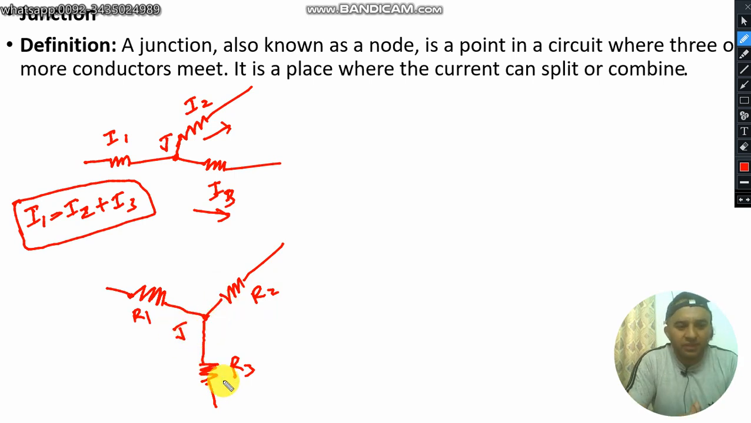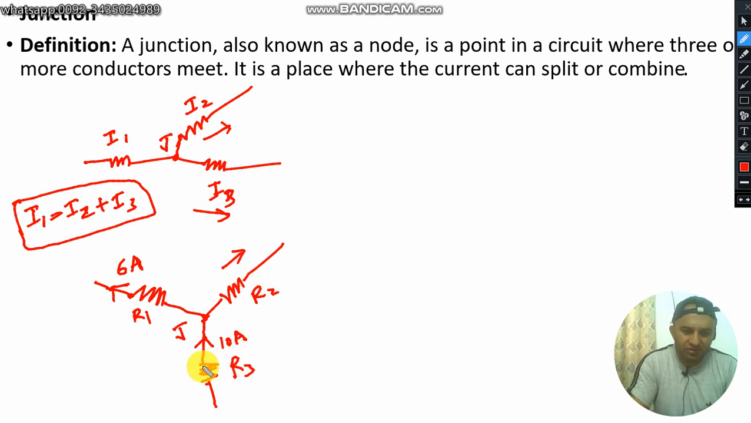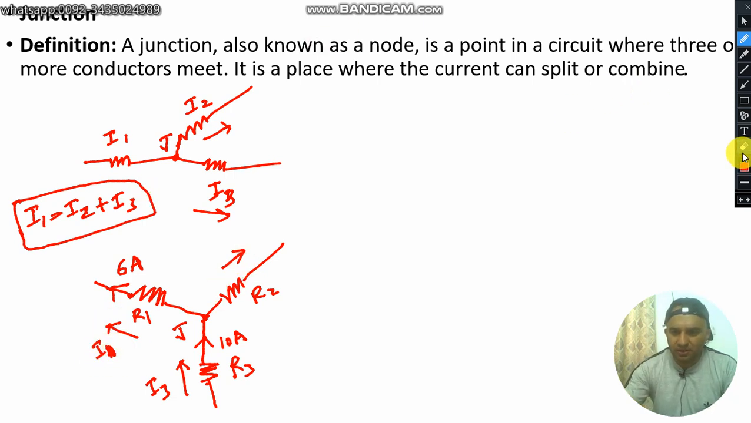So in this example, suppose that a 10 ampere current is entering the junction. Now, 6 ampere is leaving this junction, but we don't know this current I2. I3 is entering the junction, I1 is leaving the junction, and I2 we don't know. We don't know the magnitude and direction of the current that is leaving or entering this junction through R2.